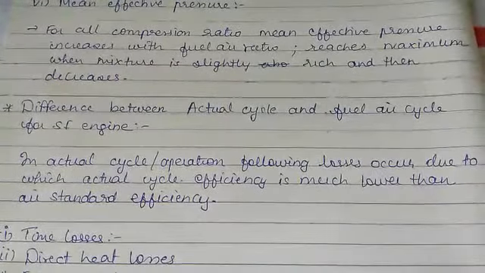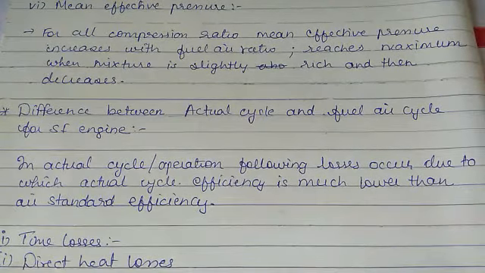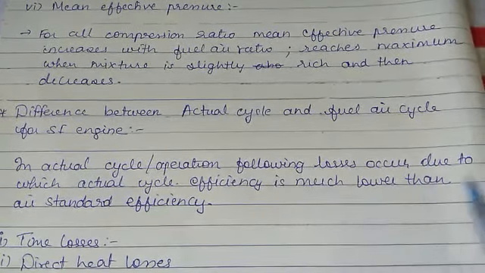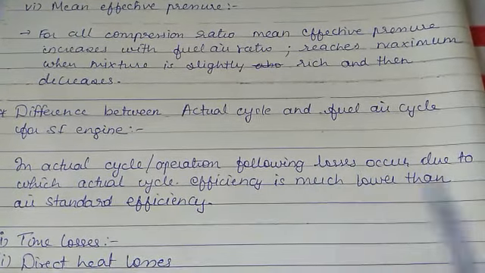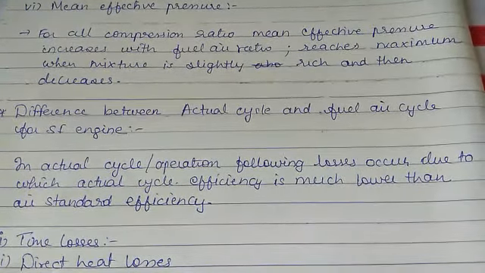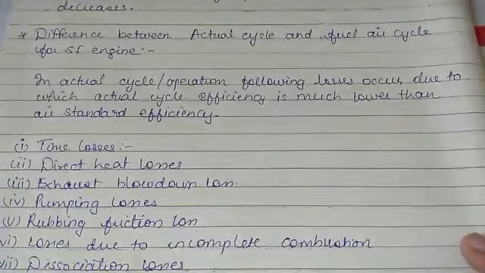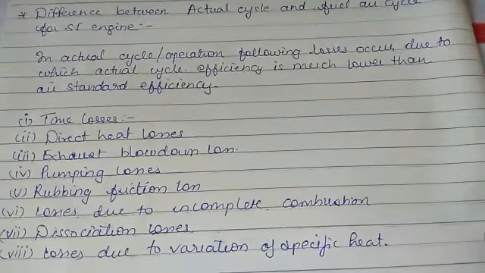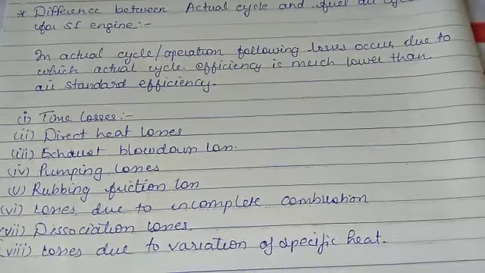Now the next topic is the difference between the actual cycle and the fuel air cycle for the SI engine. In the actual cycle or operation, the following losses occur, due to which the actual cycle efficiency is much lower than the air standard efficiency. We have 8 points which determine the losses in the actual cycle for the SI engine. SI engine means spark ignition engine. The first point is time losses.